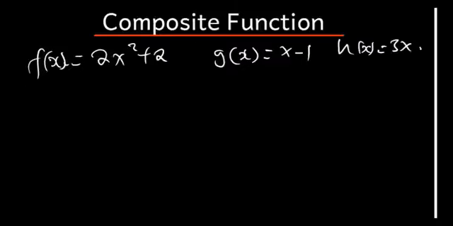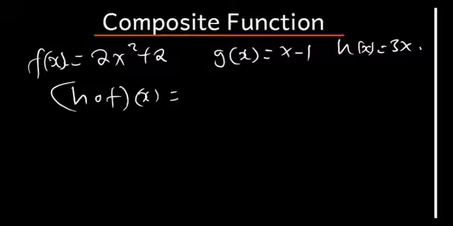Now what if I've been given h of f? I need to find this. What it means is that in the function h, where there is x, we're going to put in f. So we are going to have 3, and where there is x now, we are going to put f.